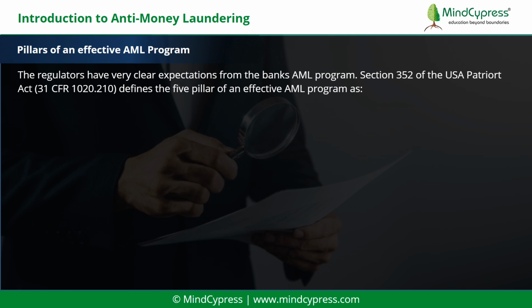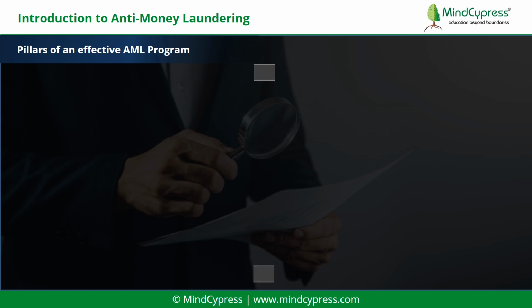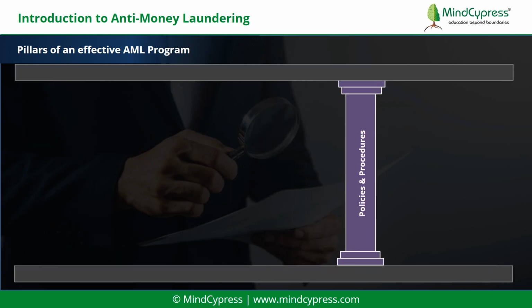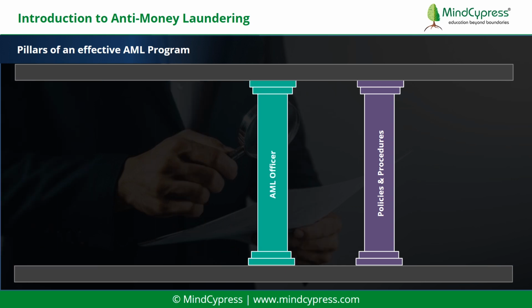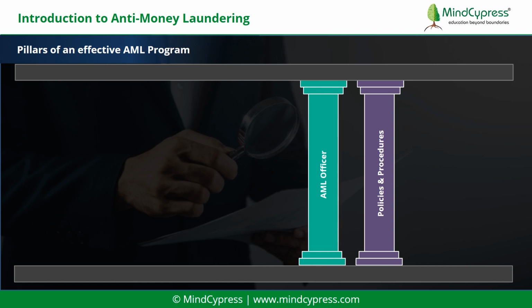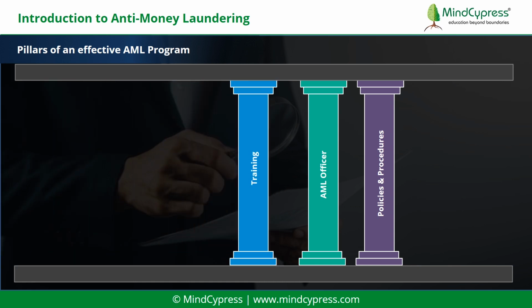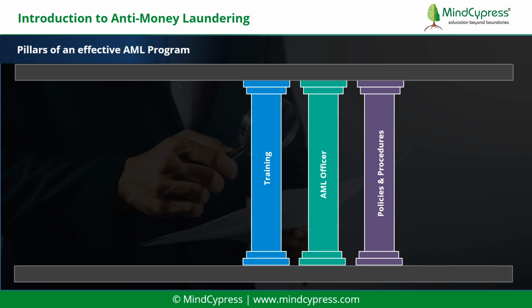Section 352 of the USA Patriot Act, 31 CFR 1020.210, defines the five pillars of an effective AML program as: first is policies and procedures, development of policies, procedures, and controls. Second is an AML officer designation, designation of an individual responsible for managing BSA AML compliance. Third is training, ongoing training program for appropriate personnel.